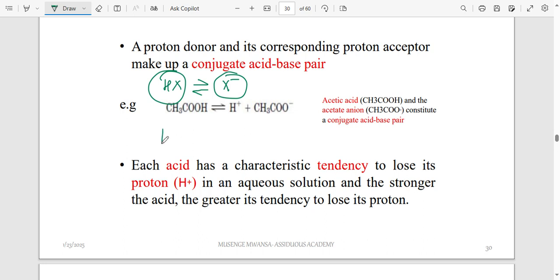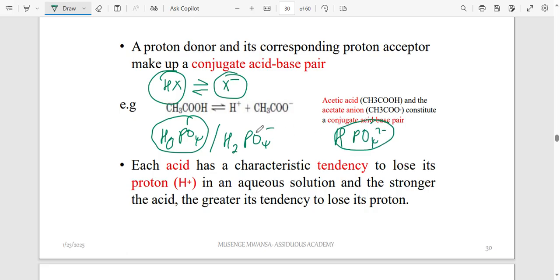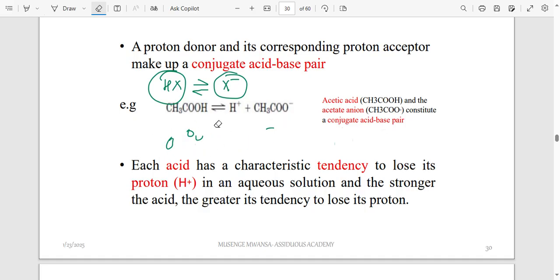For example, I can have H3PO4 and H2PO4 minus. These are conjugates. Not this one with HPO4 2 minus. These are not conjugates because they differ by two hydrogens. So conjugates of each other differ by one hydrogen, and the one that has more hydrogens is always the acid. For example, you can see here acetic acid, which has lost a hydrogen. So you have acetic acid and acetate ion. These are conjugates of each other.